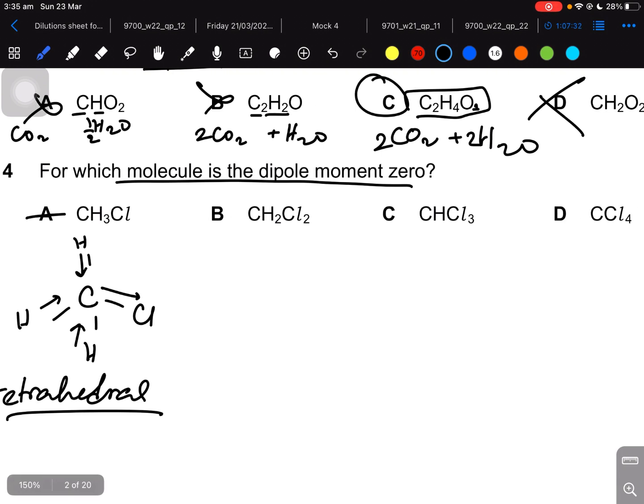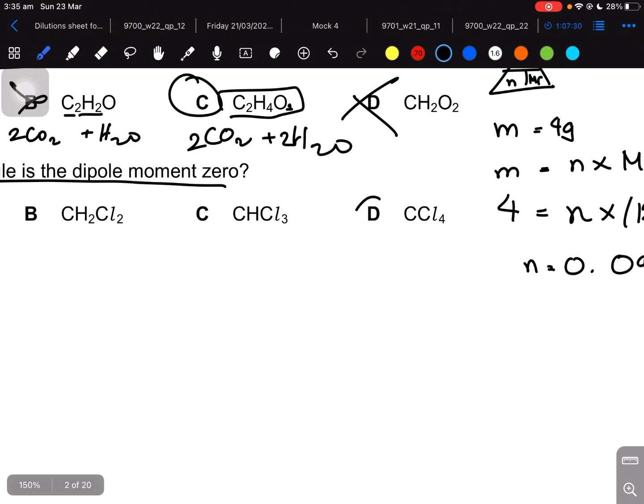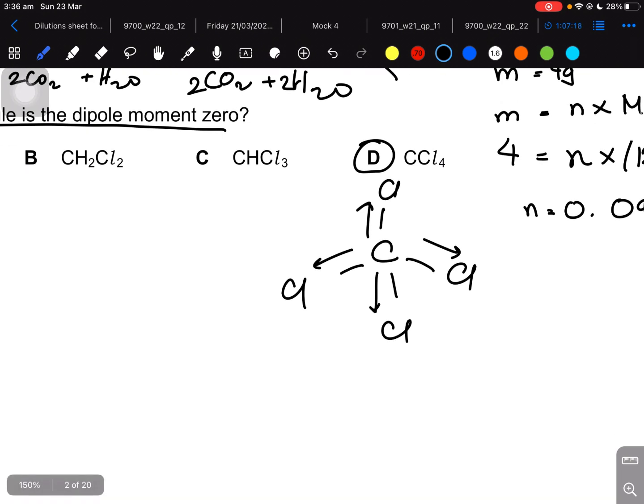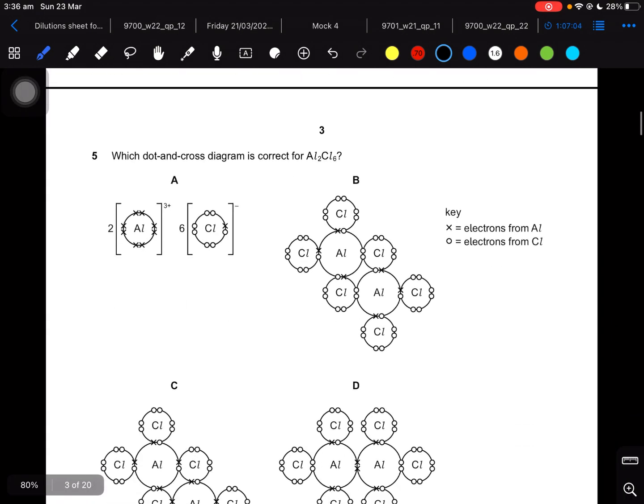CH2Cl2 still feels a bit weird. CCl4. Since all the chlorines are pulling against each other, they will cancel each other out. So they have an overall 0 dipole. Each bond on its own is polar, but when you add them all together, since they're in opposite directions and it's a symmetrical shape, it will be an overall 0 dipole.